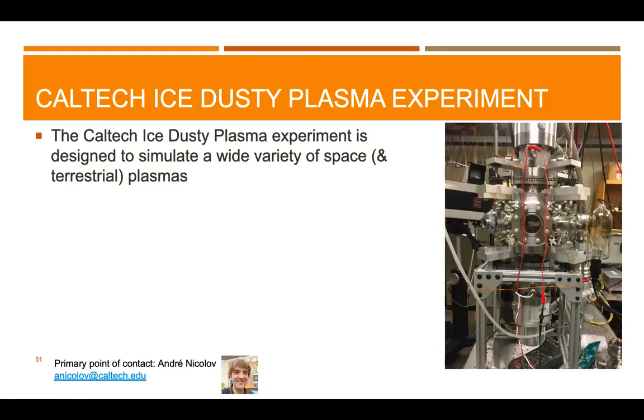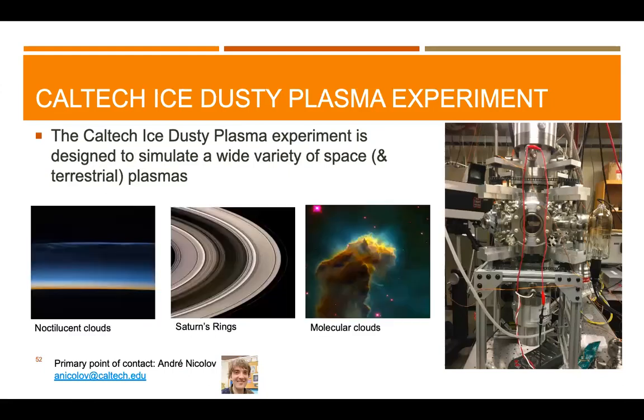This is designed to simulate a wide variety of space and terrestrial plasmas, including noctilucent clouds, Saturn's rings, molecular clouds, anything where you have a not strongly magnetized plasma with dust in it. Noctilucent clouds and Saturn's rings are particularly applicable because they have water ice in them, and that's what we use to form our dust grains here.